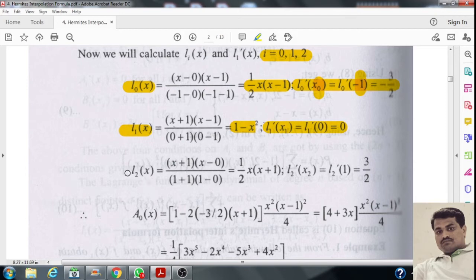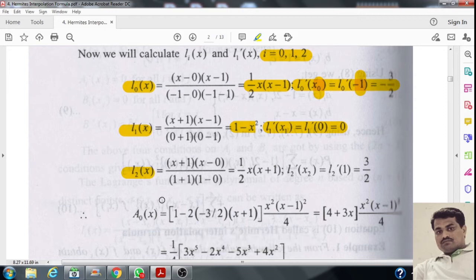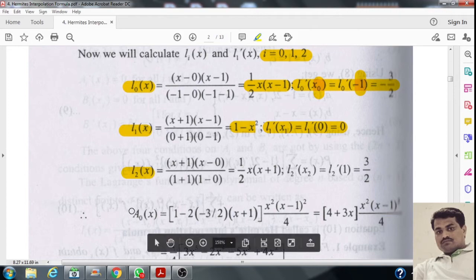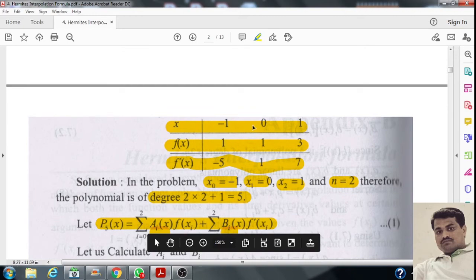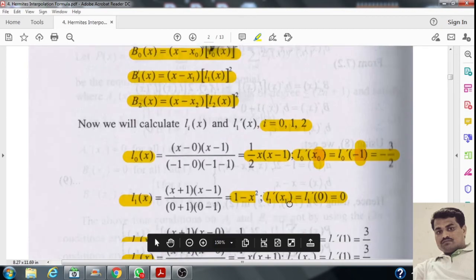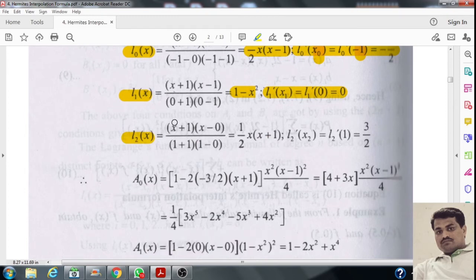Then to find the next value, L2 of x, again subtract all the values of x from variable x except x2. What is x2? x2 is 1. Then we write (x plus 1) into (x minus 0). And then replace x by x2 in the denominator. Here x2 is equal to 1, hence we write 1 plus 1, into 1 minus 0. Again simplify this whole term and we get 1 by 2 into (x square plus x).